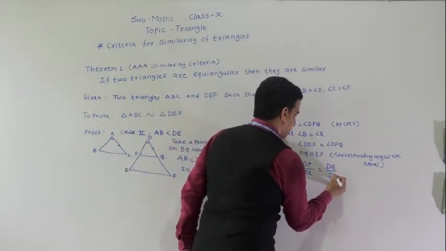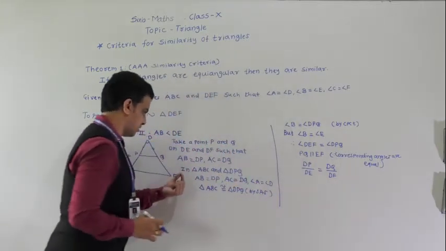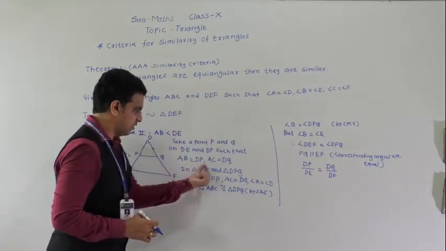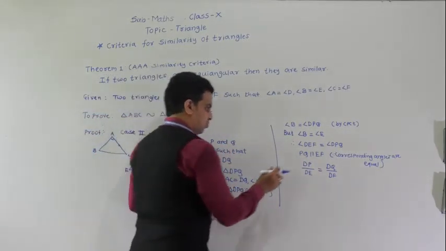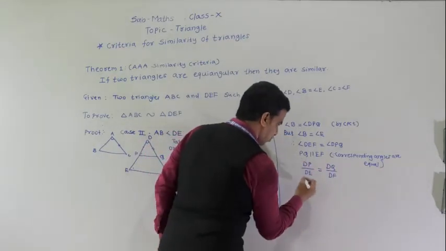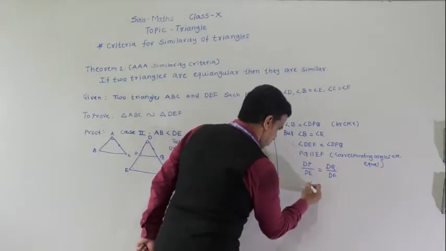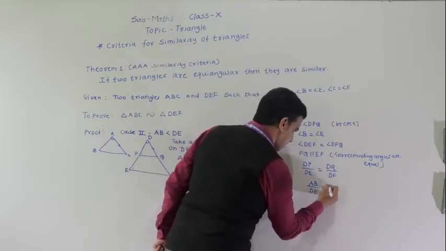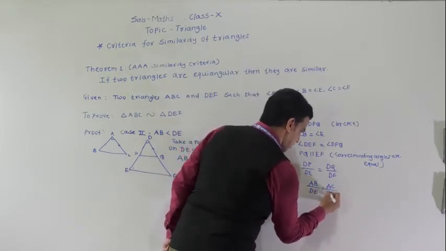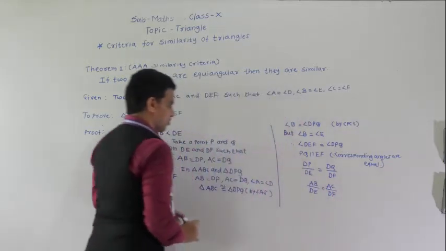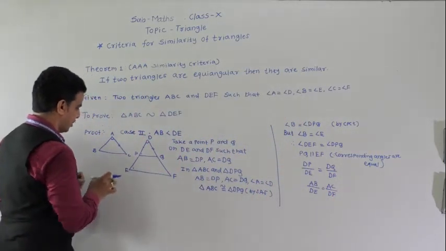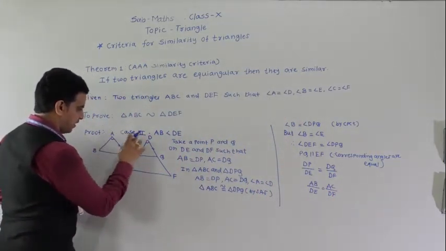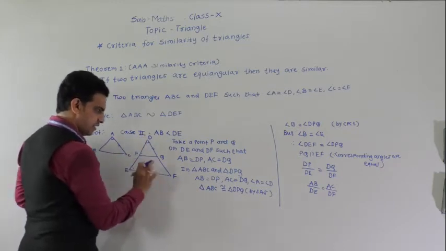But here, by construction, DP and AB are equal, DQ and AC are equal, so we have to replace DP and DQ by AB and AC. So AB by DE is equal to AC by DF. Okay, so similarly we can prove that AB by DE is equal to BC by EF also.